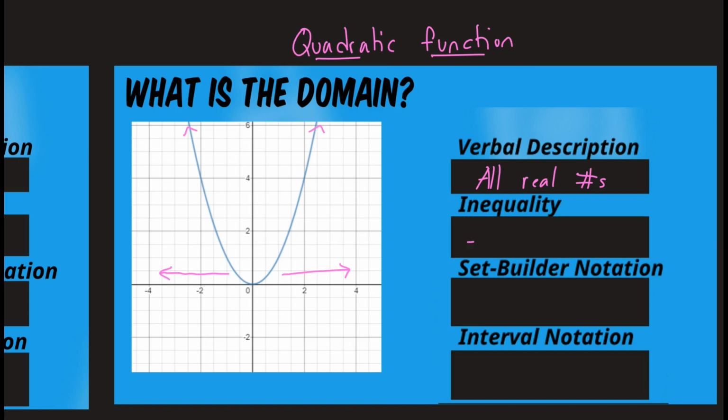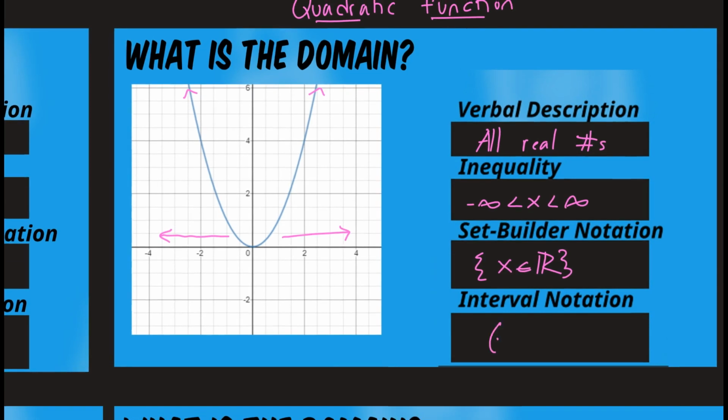Inequality is the exact same thing as before. Negative infinity is less than x is less than infinity. Set builder notation, same exact thing. X is an element of all real numbers. Interval notation, negative infinity to infinity.